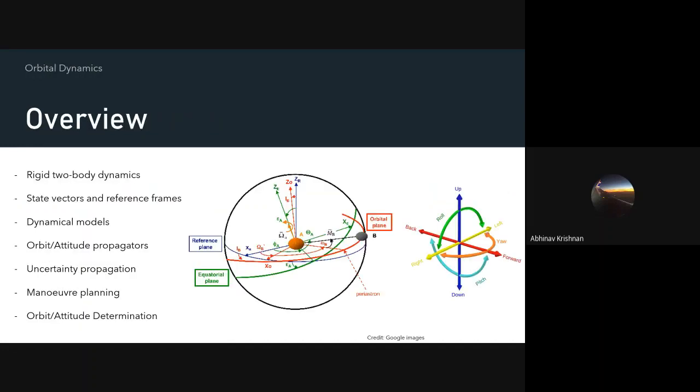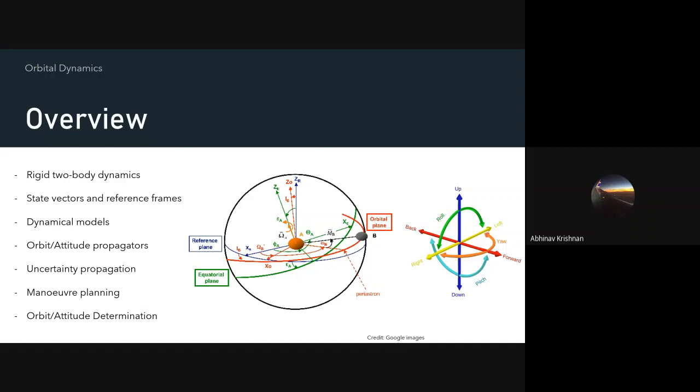Now let's go a bit deeper into the orbital dynamics. The astrodynamical concepts that are used within space traffic management include rigid two-body dynamics, as some of you might have seen in this workshop already. You have the state vectors and the reference frame. It is important that the reference frame is always associated with the state vectors, because without the reference frame, you will not be able to perform any computation within the astrodynamical sphere.